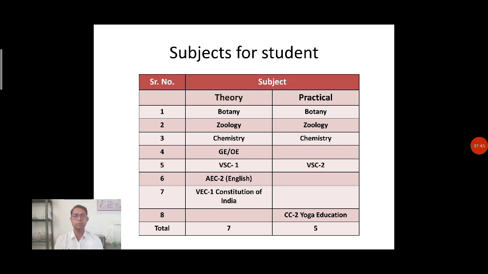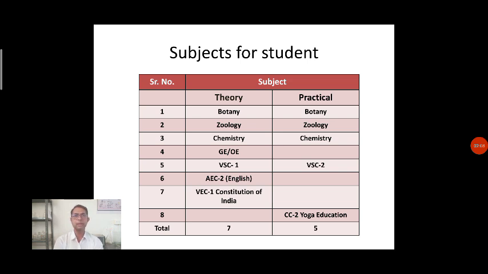The next one you can see here, that is the third subject. This is nothing but chemistry, theory and practical. These are the three major subjects. So you can see here botany, zoology and chemistry, these are the major subjects. These three major subjects have three practicals of their own.